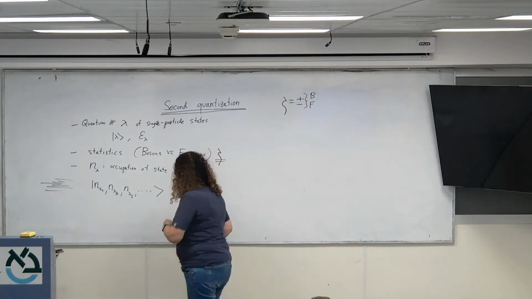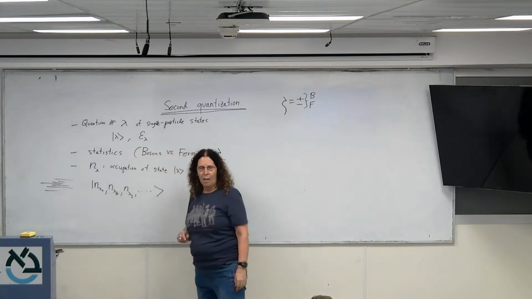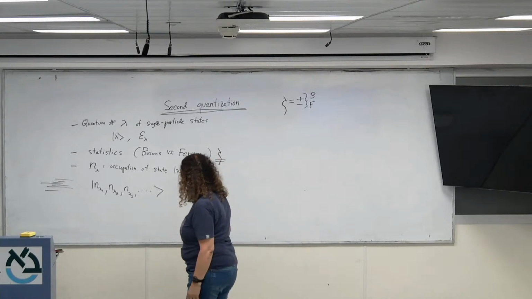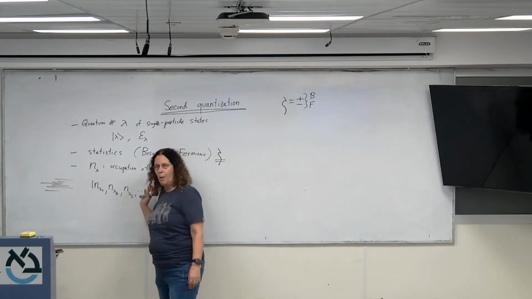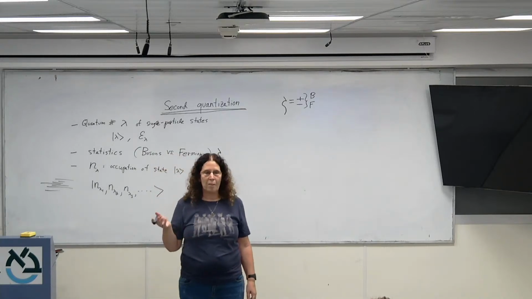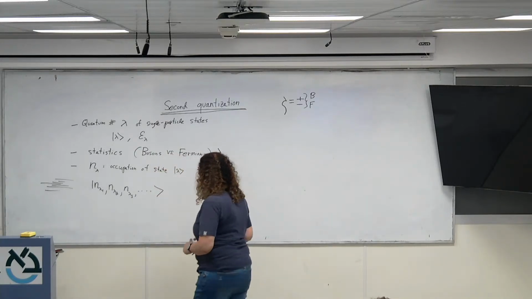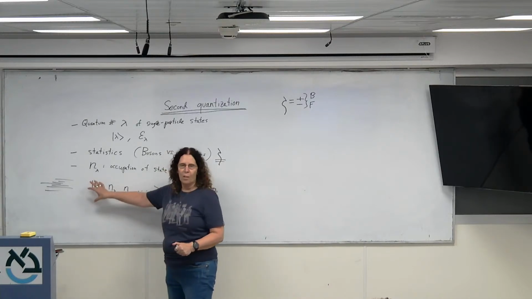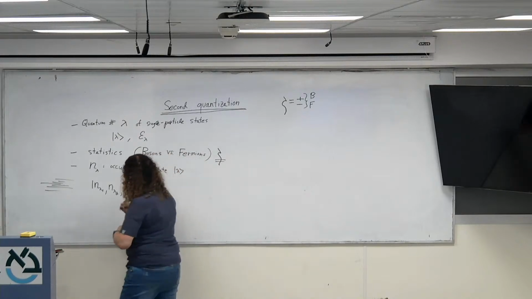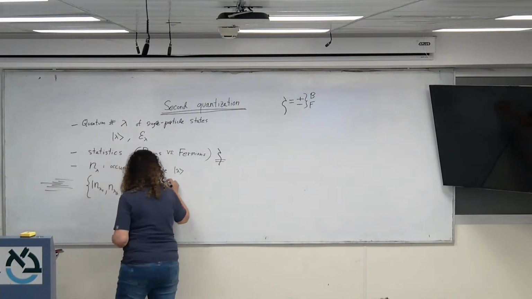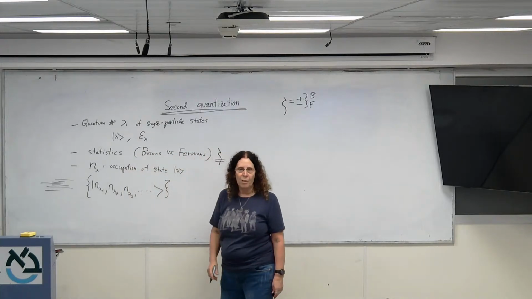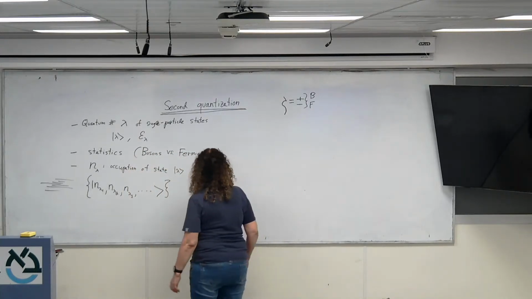Now, all of these are going to be a complete basis of states. But the general state is not just one of these. It can be a superposition. So in fact, this is a basis, and it's a basis of a space that we call Fock space.